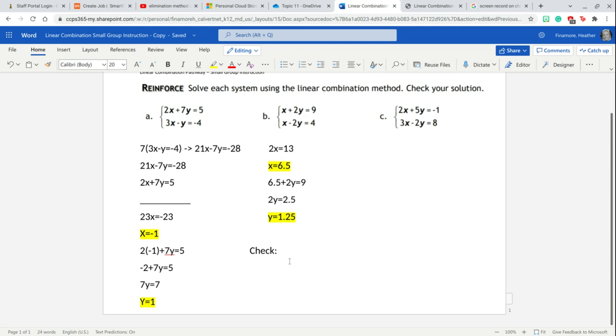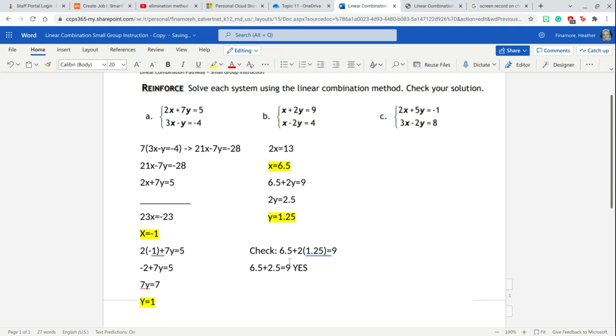So let's do the first one. Does 6.5 plus 2 times 1.25 equal 9? So 6.5 plus, well, 2 times 1.25, let me use my calculator real quick. It's going to give me 2.5. Do those add up to equal 9? Yes. Alright, now let's check the other equation.